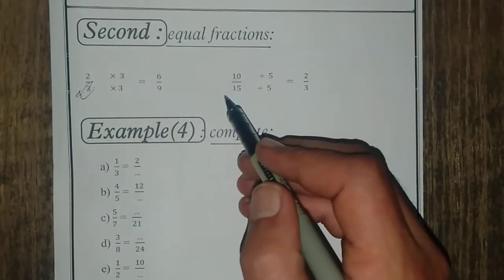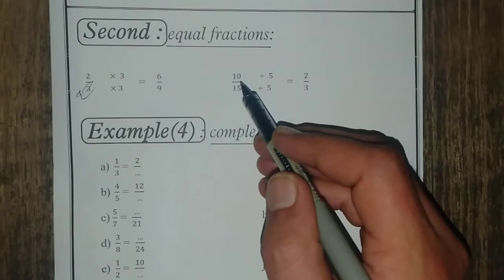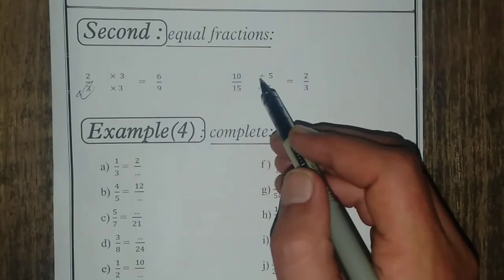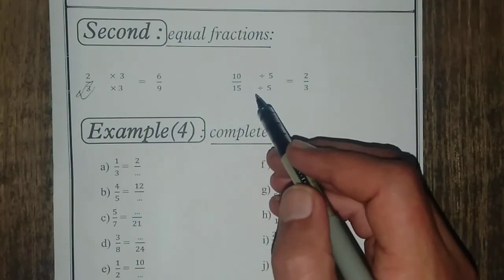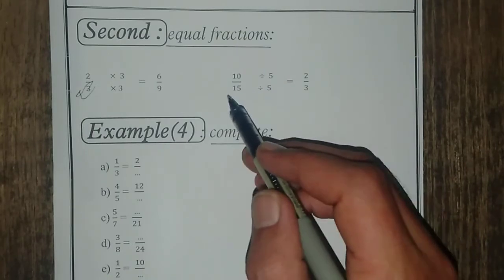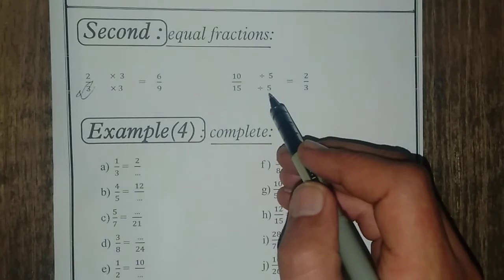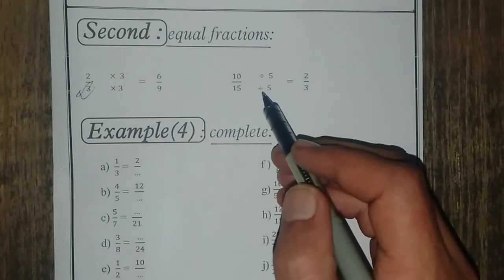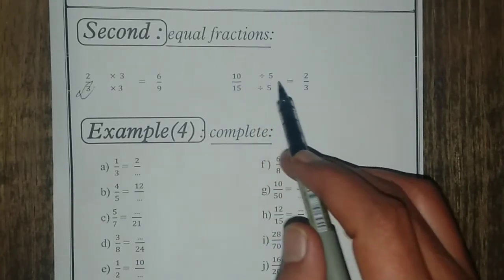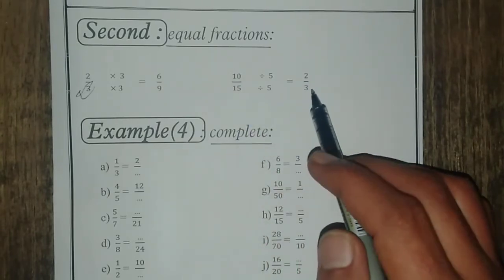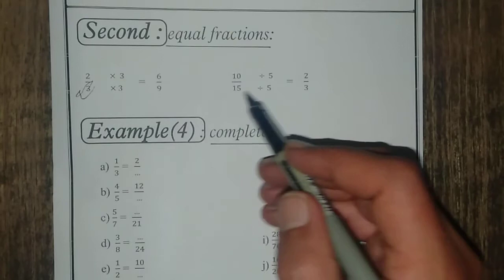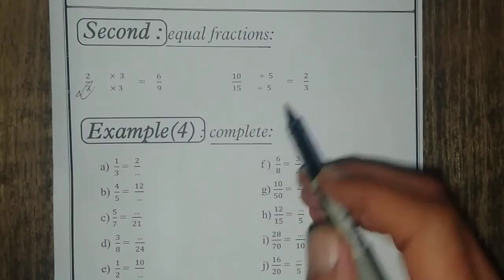Also, if we divide the numerator by a value like 5, we must divide the denominator by the same value, which is 5. 10 divided by 5 equals 2. 15 divided by 5 equals 3. 10 over 15 equals 2 over 3.